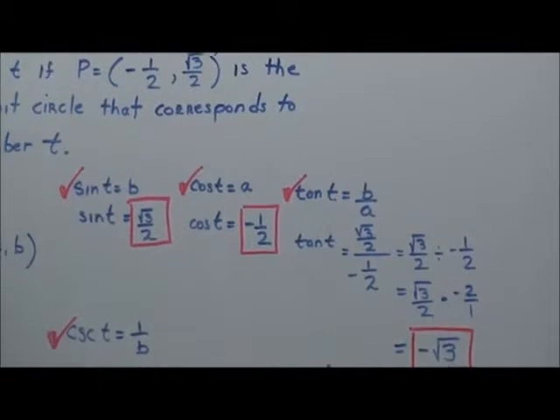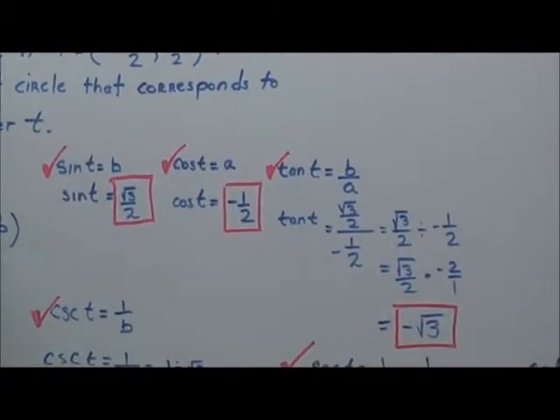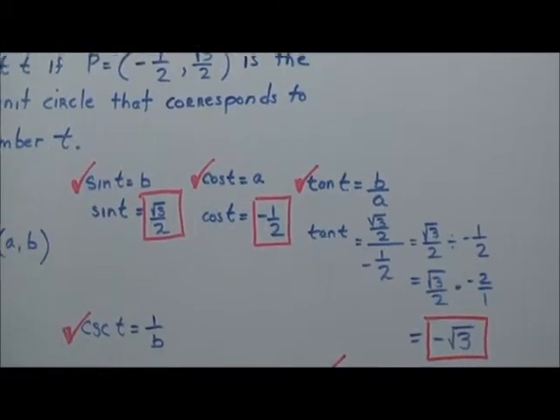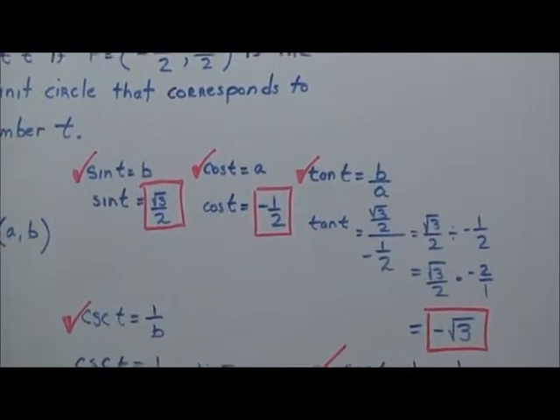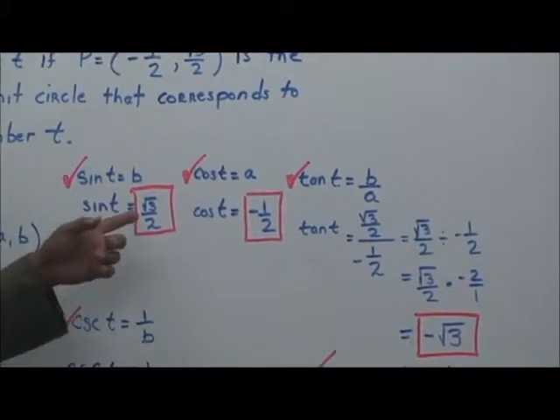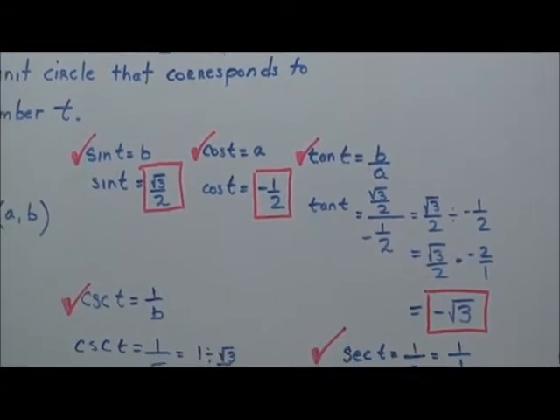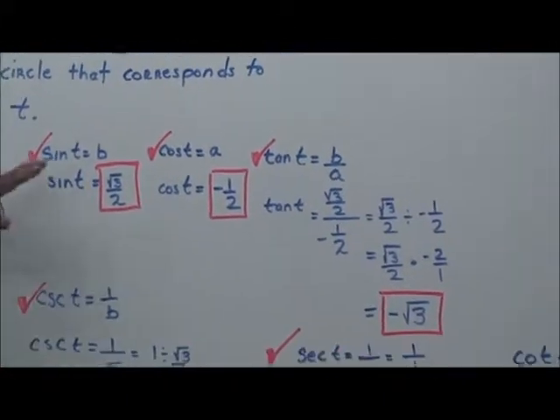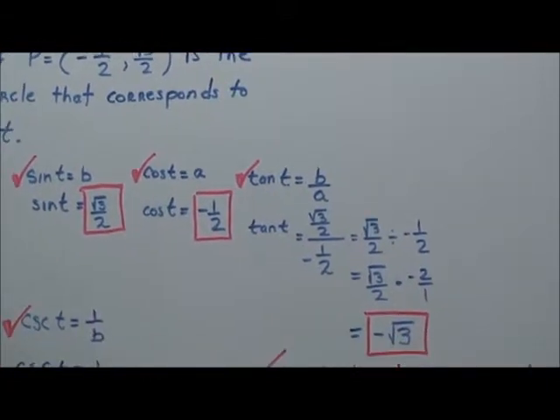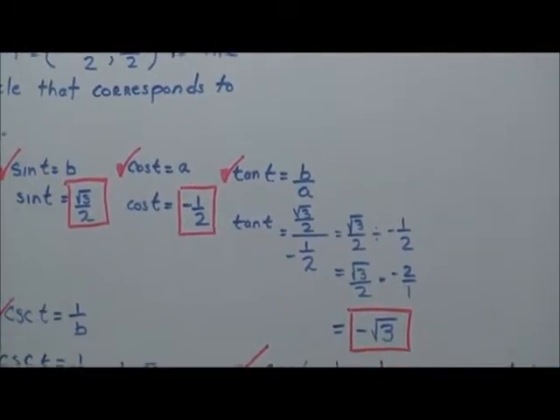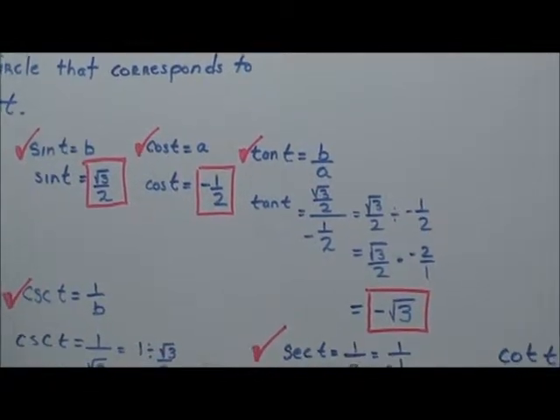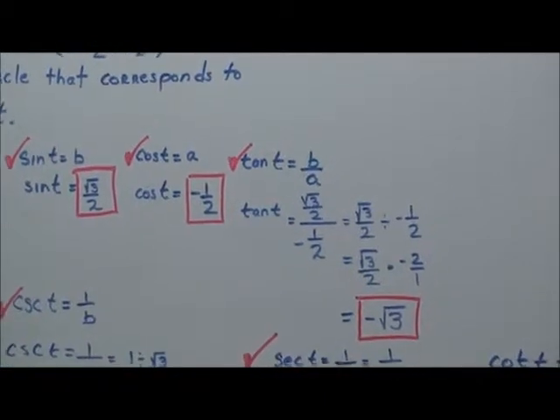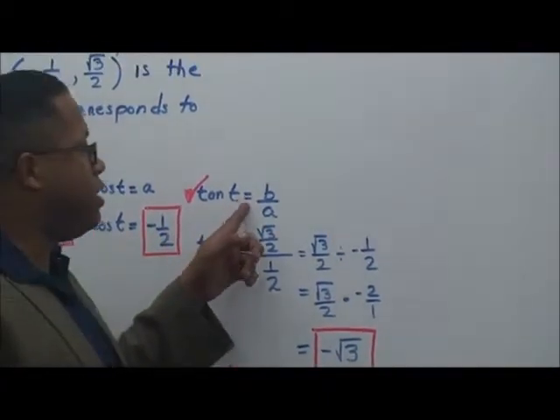So sine t is equal to b. In this case, we're going to say sine t is equal to the square root of 3/2. Well, actually, sine t is b right here, so all this is the square root of 3/2. That's it. No real major calculation there. It's just that b is represented by sine t. Cosine t is equal to a. So that a value here is going to be -1/2. And then we go here to tangent t is equal to b over a.